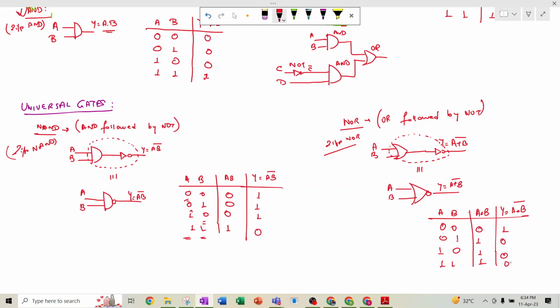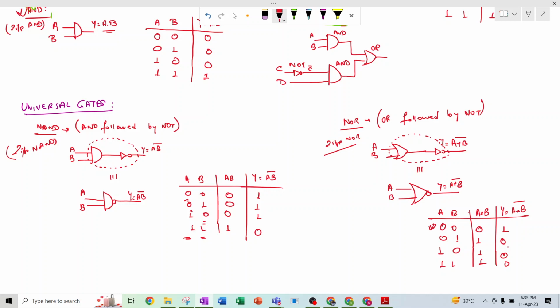The physical significance of the NOR gate is that if both the inputs are 0, then the output will be 1, otherwise the output will be 0. Or we can say that if any of the inputs is 1, then the output will be 0, otherwise the output will be 1. So this is the physical significance of the NOR gate.